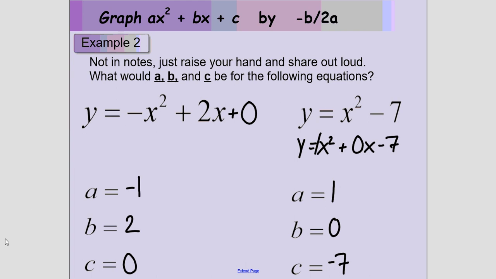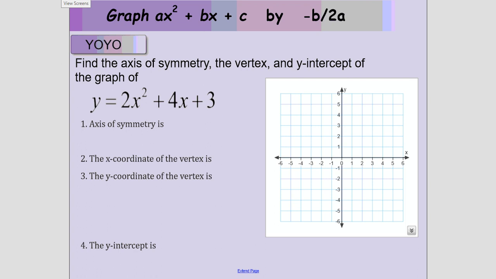I would like you to try one like the first one that we did. So use the fact that the vertex's x-coordinate is at negative b over 2a to find the vertex, and then find the y-intercept and sketch the graph. So use the first example that we did as a guide. Pause the video now, unpause it once everyone's had a chance to try, and you want to see what the answer is. So pause the video now, please.